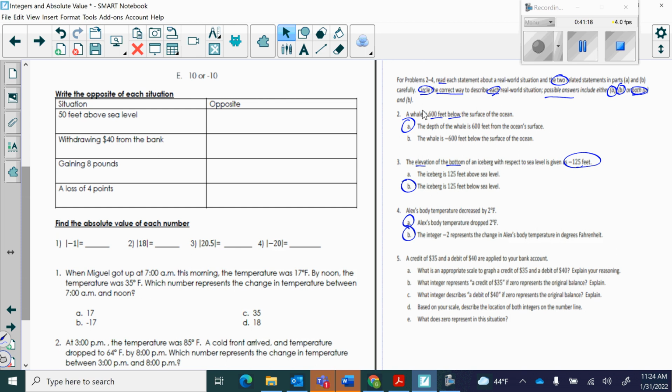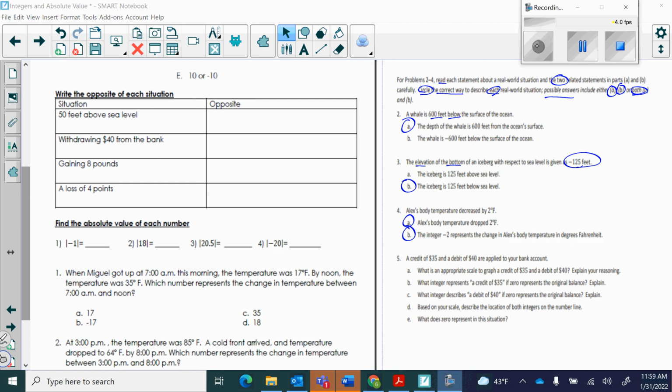So in part A, it said the word dropped 2 degrees because it went down. That is absolutely correct. The second one, it broke it apart. It said the integer -2 would represent his body temperature. It went down, so -2 is the correct integer. Making sense? Okay, so bell's about to ring. We'll finish number 5 once we come back from lunch.